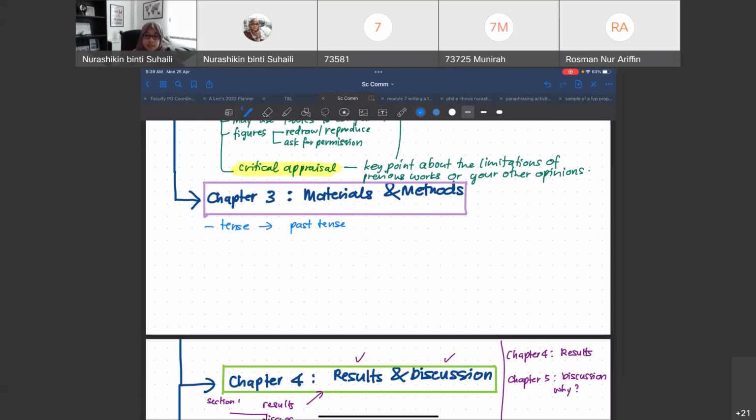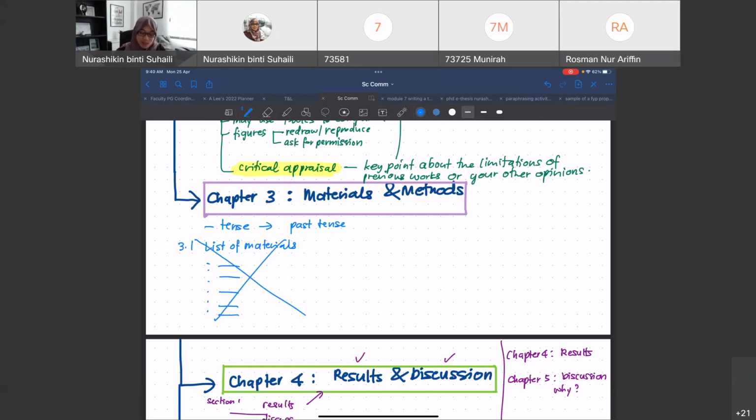But it's actually a merged chapter. This is my opinion, I don't know about other lecturers, you don't have to put a list of materials. This is what I always find from some of the students when I mark the thesis. They would have this 3.1 list of materials. I mean, this is a thesis. I don't really agree with this format. I don't know about other lecturers, but if you got me as your examiner, I will ask you to write in paragraph. And this is not accepted for me.